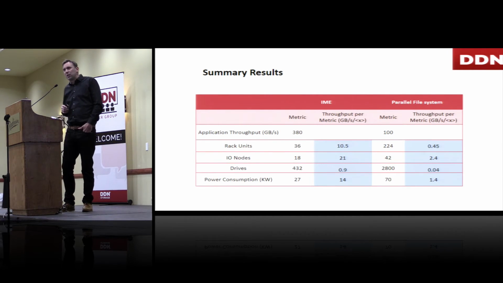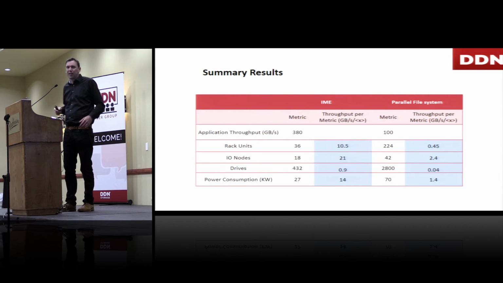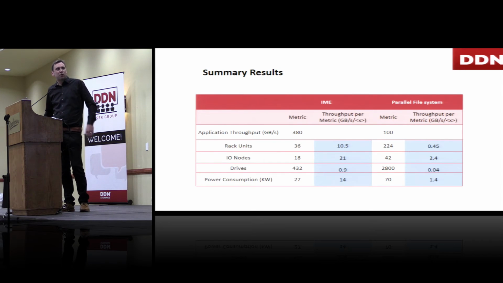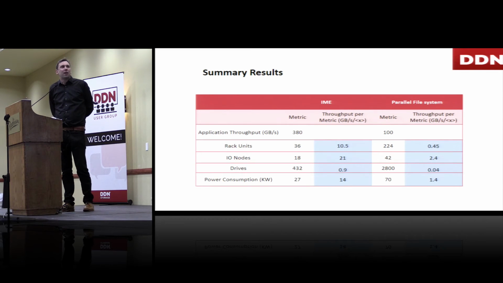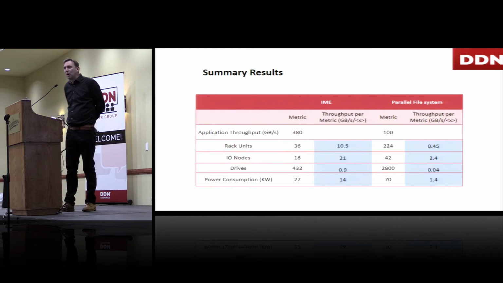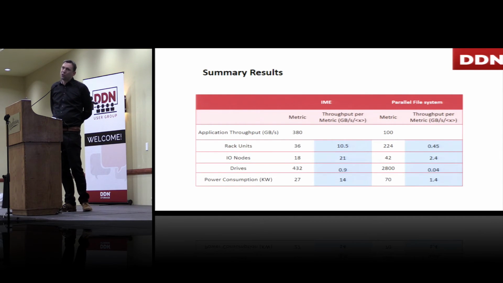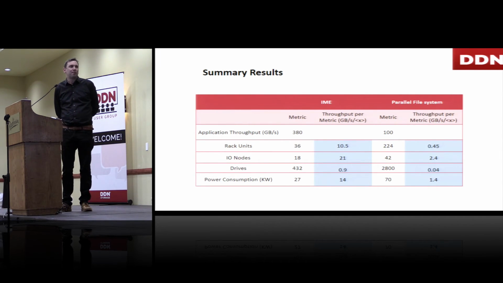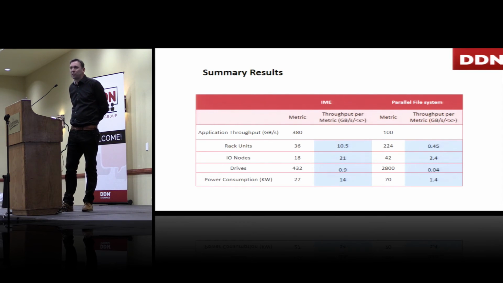So I reduced this to a little bit of a table, and we've done this before in different ways, and it's slightly marketized, but let me talk you through it. So here we've got an application throughput for this application of around 400 gigabytes a second, let's say 380 on IME, and we're hitting about 100 on Lustre. And what we're going to do is just divide them by the metrics associated with those two systems. So the metrics are the number of rack units it consumes for the system, the number of I/O nodes in the system, the number of drives in the system, and the power consumption of each of these two systems.